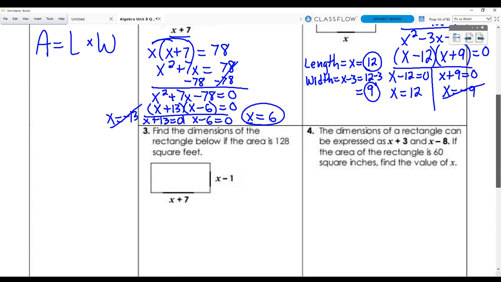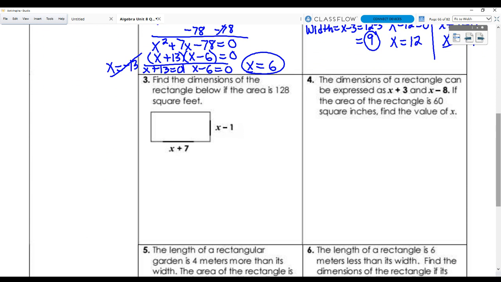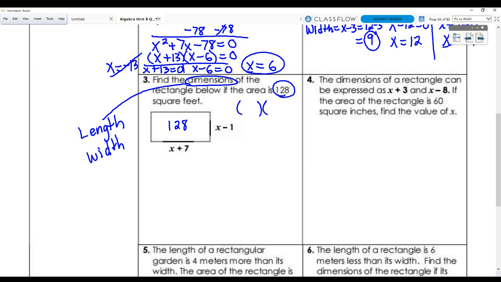Make sure that you answer the question that is being asked. Find the dimensions of the rectangle below. So there it is again. The dimensions of a rectangle means to find the length and the width. If the area is 128 square feet, so 128. So let's remember the area formula for a rectangle is length times width equal to the area.